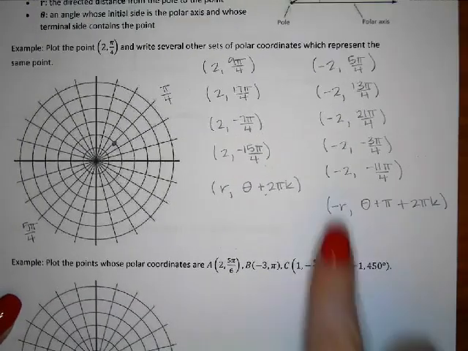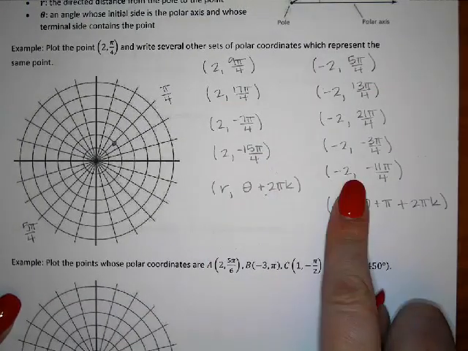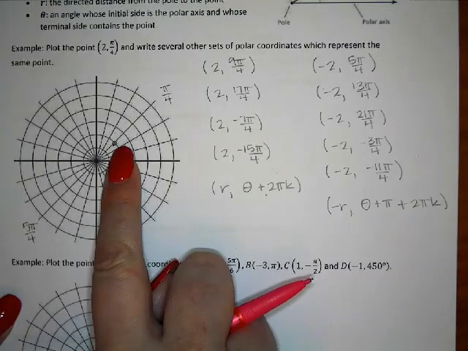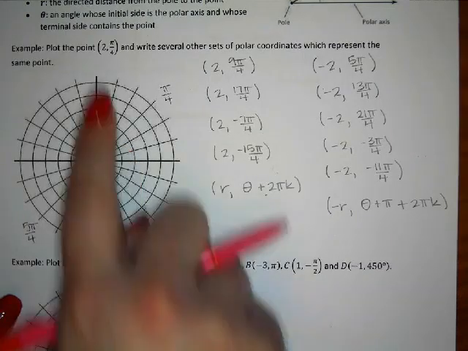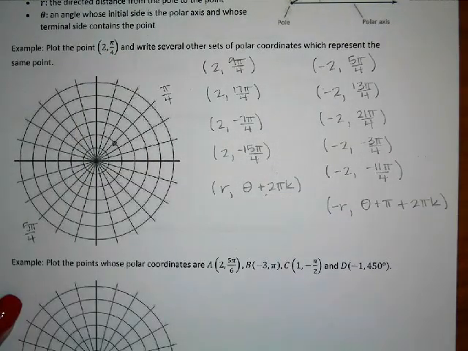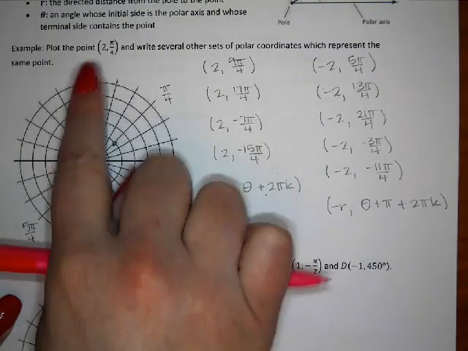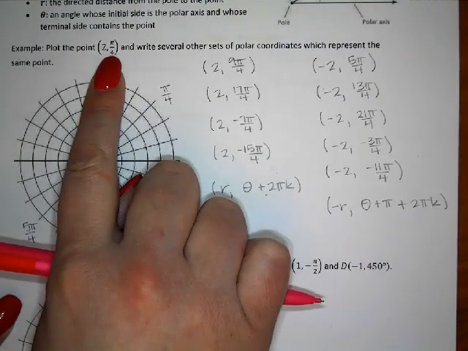So all of these points that I wrote graph the same way. They all look exactly like this, but 2 comma pi fourths would probably be the most simple version of it because everything's positive and the angle is between 0 and 2 pi.